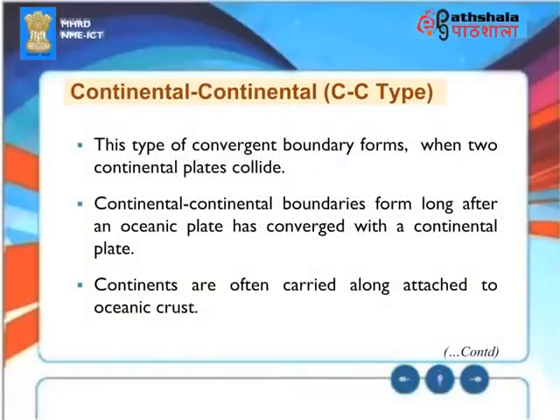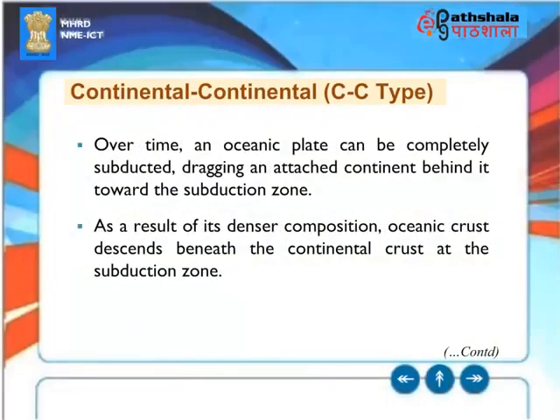Continental-continental, CC type. This type of convergent boundary forms when two continental plates collide. Continental boundaries form long after an oceanic plate has converged with a continental plate. Continents are often carried along attached to an oceanic crust. Over time, an oceanic plate can be completely subducted, dragging an attached continent behind it toward the subduction zone.